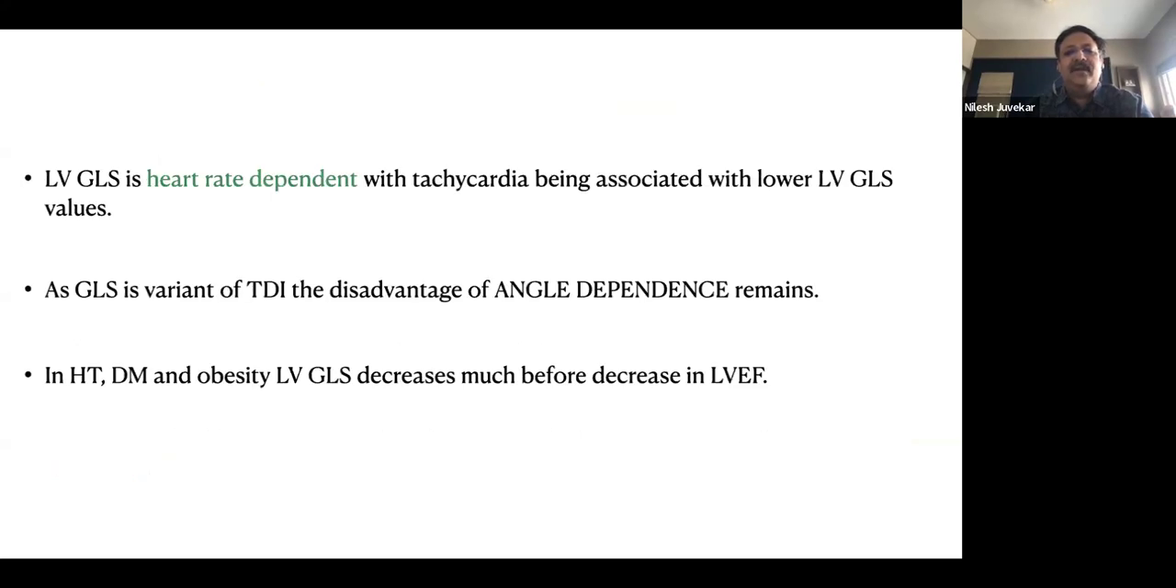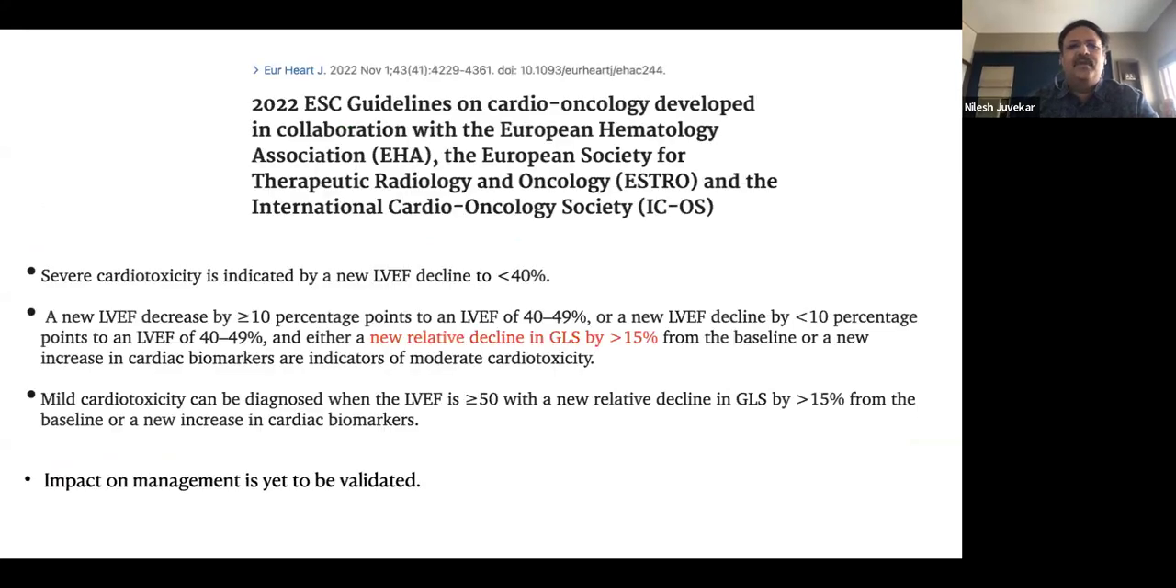It is heart rate dependent, and tachycardia is associated with lower LV-GLS values. The angle dependence problem remains, and in hypertension, diabetes and obesity, the LV-GLS decreases much before the decrease in the LVEF.